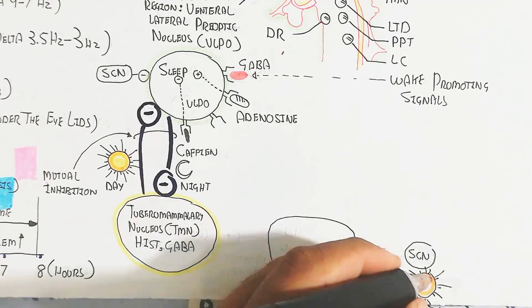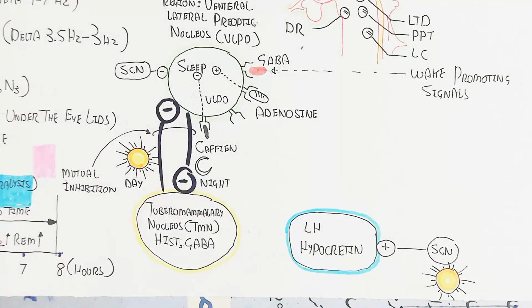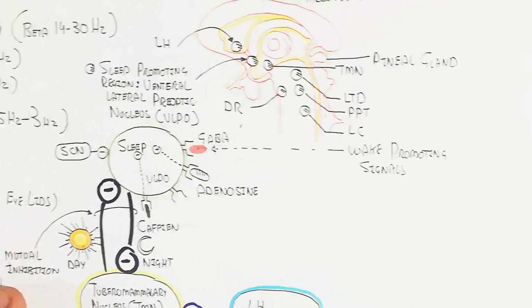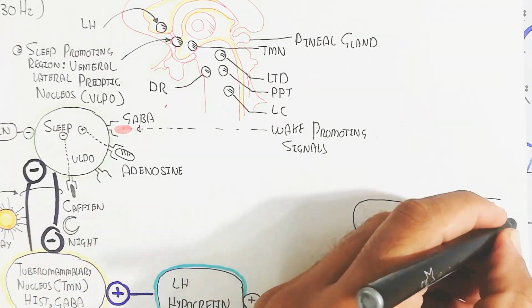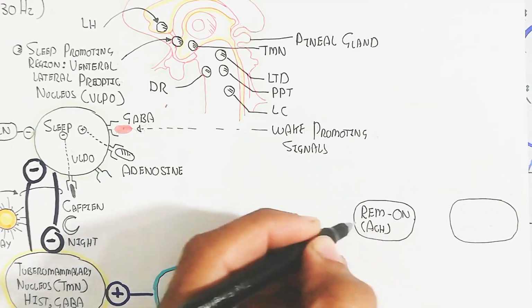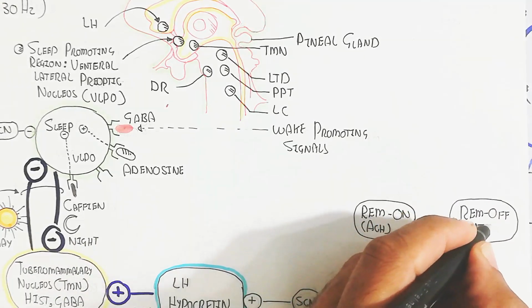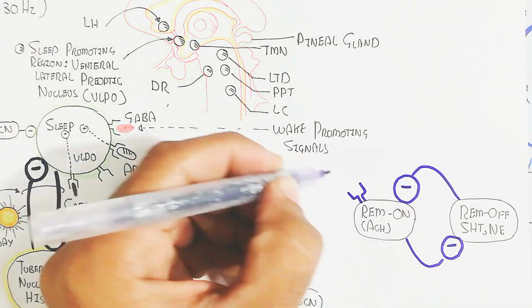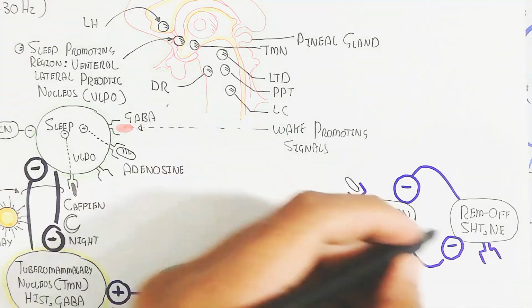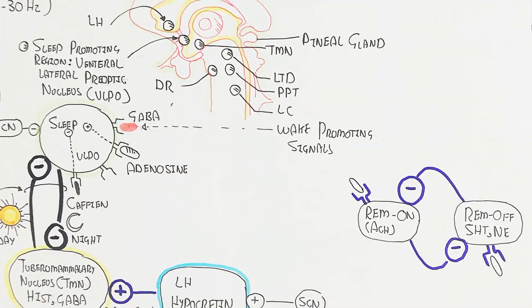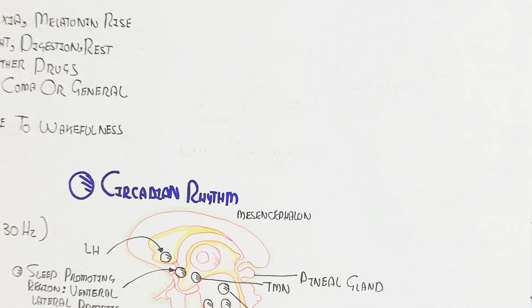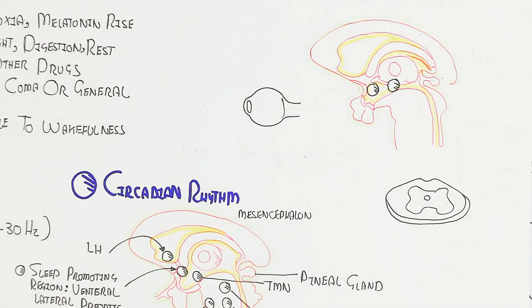This is the SCN. Let's understand this: when activated during the daytime, it will trigger the LH, hypocretin, and will trigger the TMN, the tuberomammillary nucleus. After this triggering during the daytime, the VLPO is inhibited. In this way, wakefulness results. REM on occurs through acetylcholine, a neurotransmitter, and REM off is another mechanism. In this way there is inhibition during the daytime and stimulation at night, each inhibiting the other. REM on occurs during the night time and REM off during the daytime.